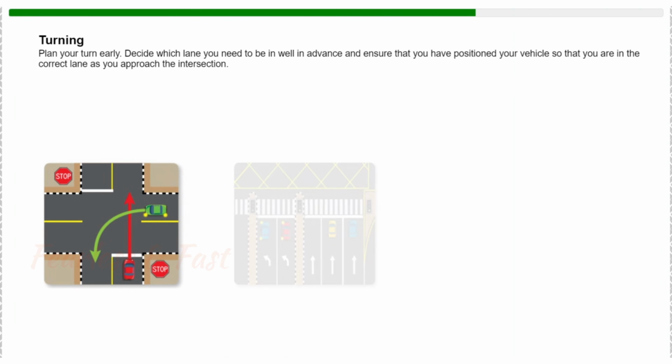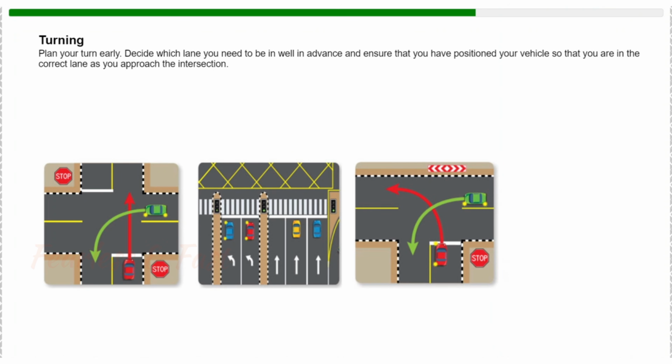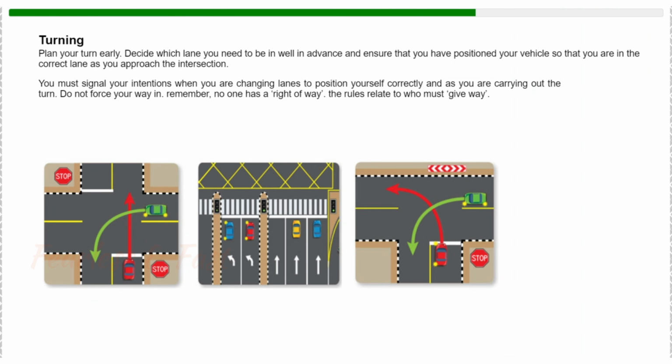Turning. Plan your turn early. Decide which lane you need to be in well in advance and ensure that you have positioned your vehicle so that you are in the correct lane as you approach the intersection. You must signal your intentions when you are changing lanes to position yourself correctly and as you are carrying out the turn.